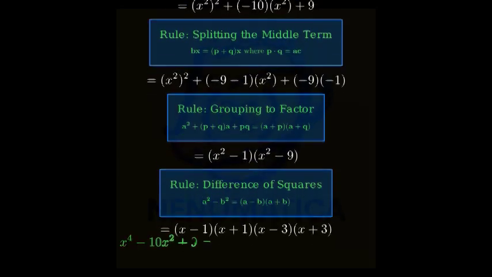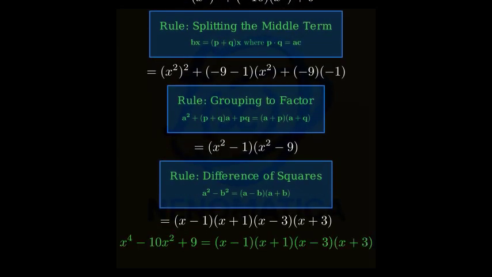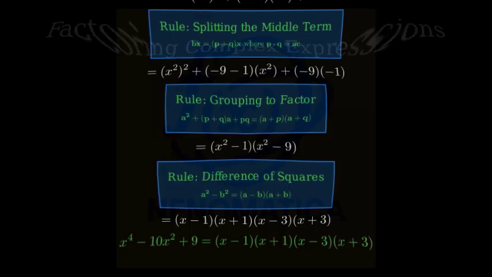So, our final answer is x to the fourth minus 10 x squared plus 9 equals (x minus 1) times (x plus 1) times (x minus 3) times (x plus 3).